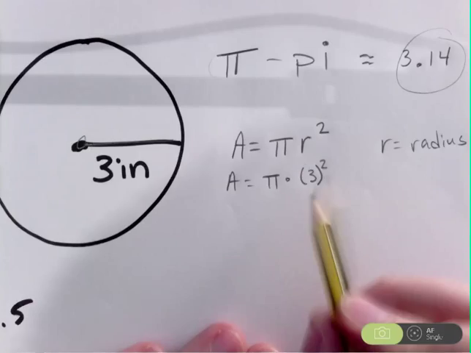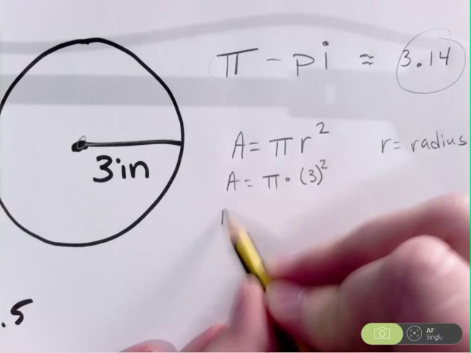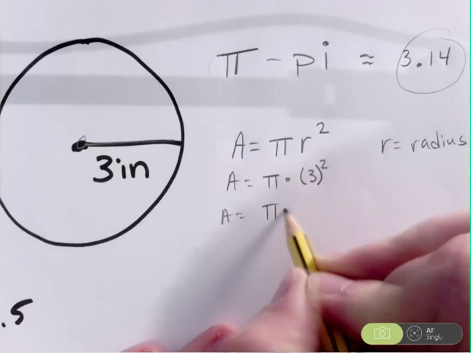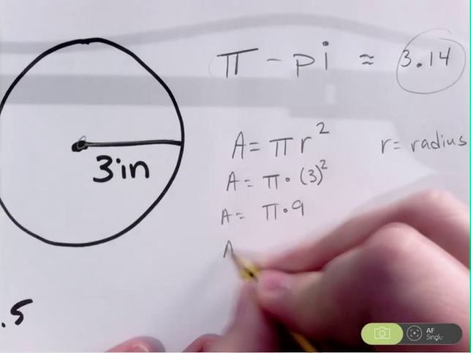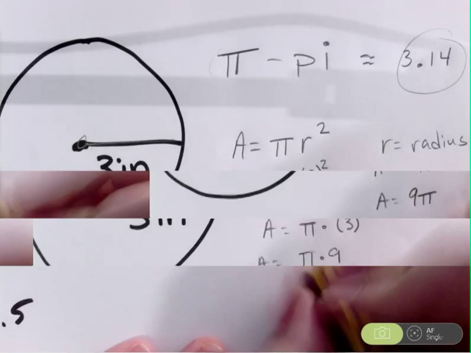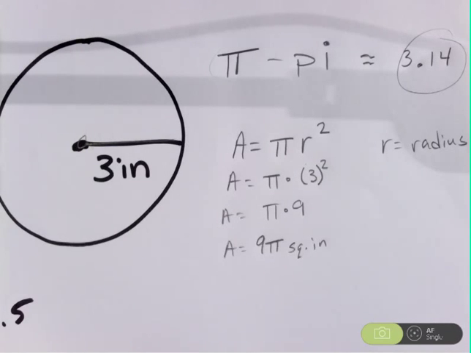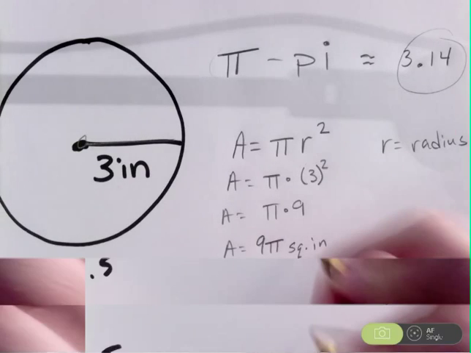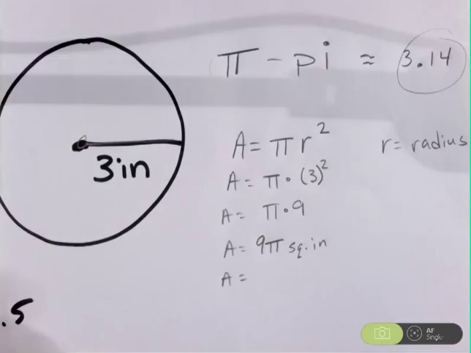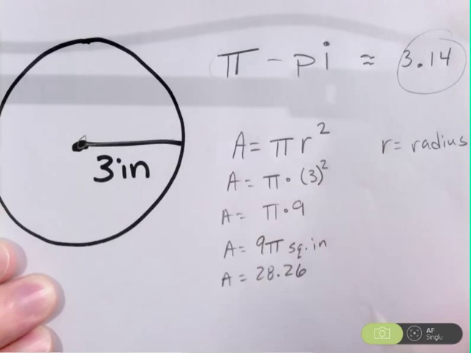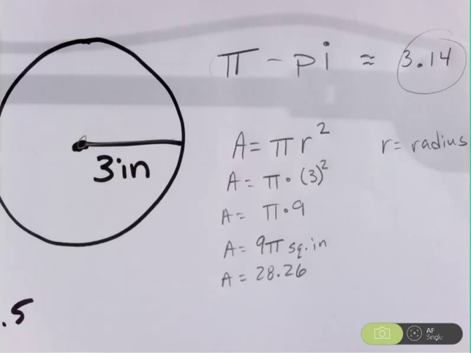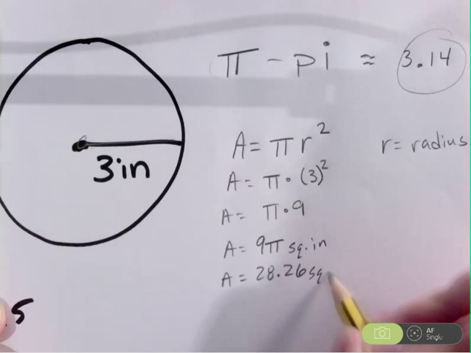So, by order of operations, we need to do our exponent first. So area equals pi times 9. Now, some teachers at some level are going to give you credit for this 9 pi square inches, but sometimes we need to know what it is going to be as a decimal. So I'm going to type in my calculator 9 times 3.14, and I'm going to get the area equals 28.26 square inches.